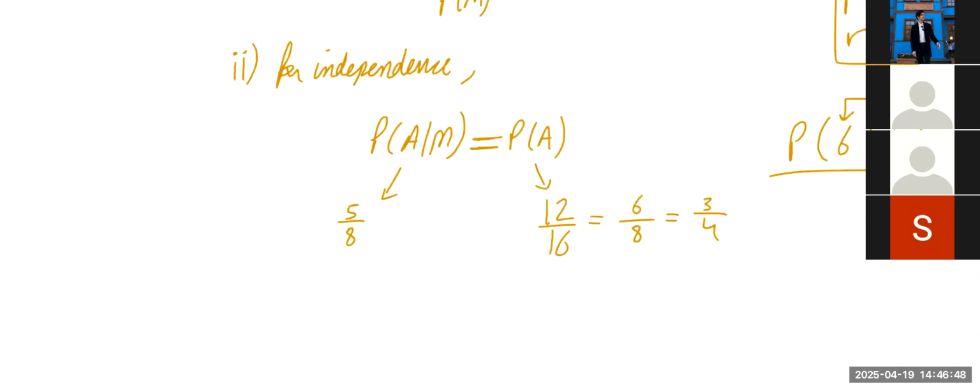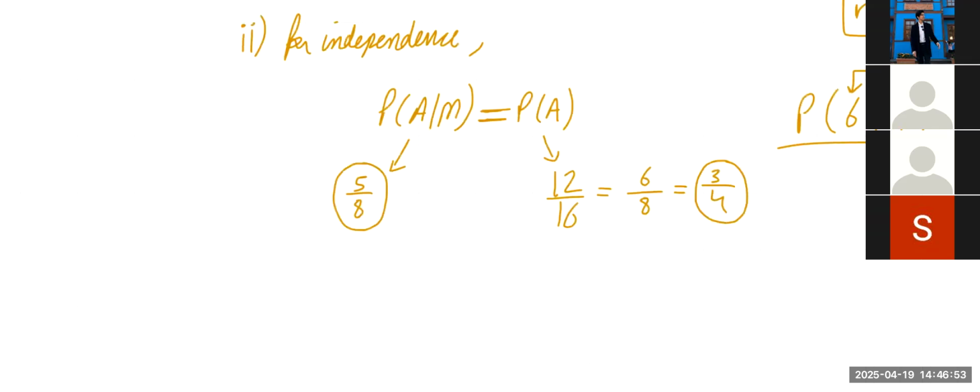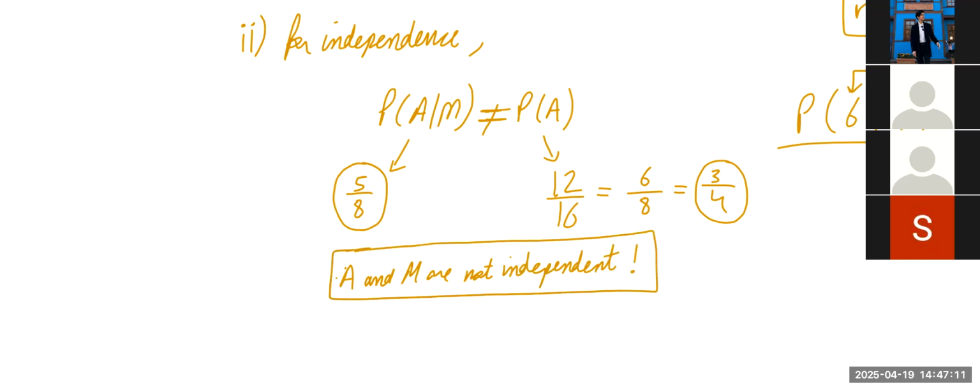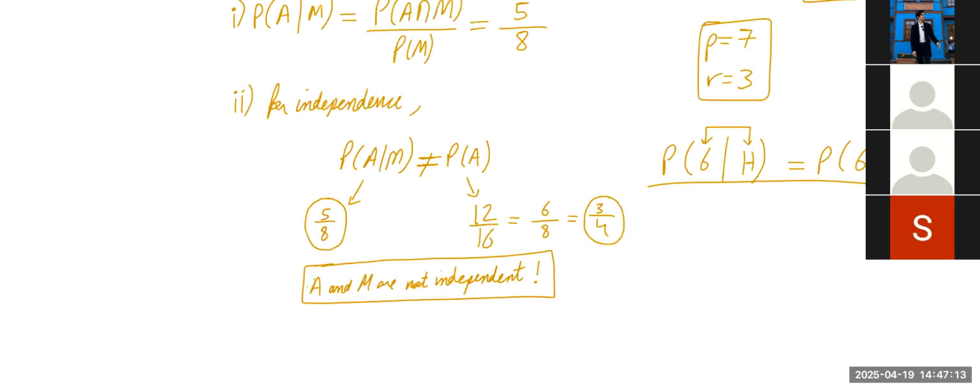Clearly, the probability of A given music is not the same as the probability of A anyway, so they're not equal, which means that A and M are not independent. So, whenever someone asks you to check if two events are independent, and this is the third time I'm saying this, check the probability of A given B, and then check the probability of A, and see if they're equal. If they're not equal, they are not independent. If they are equal, they are independent, and that is it. Okay?